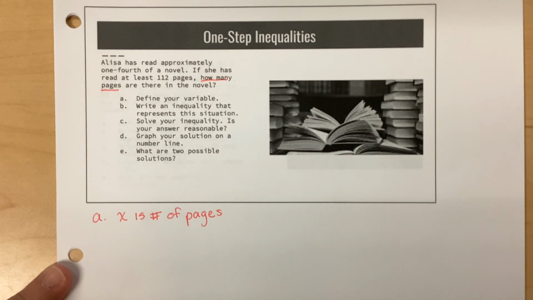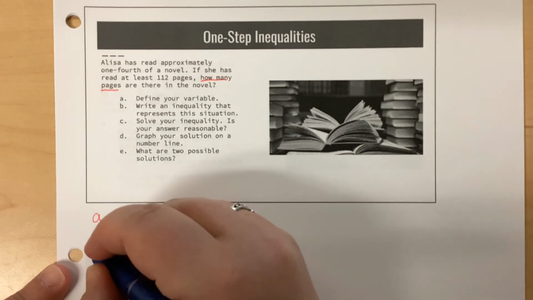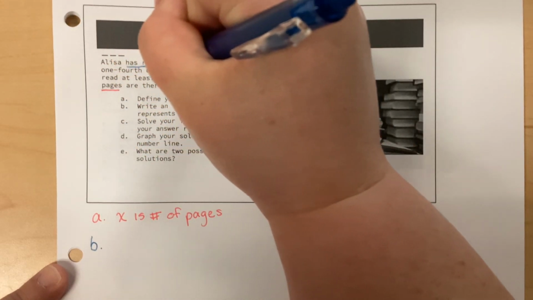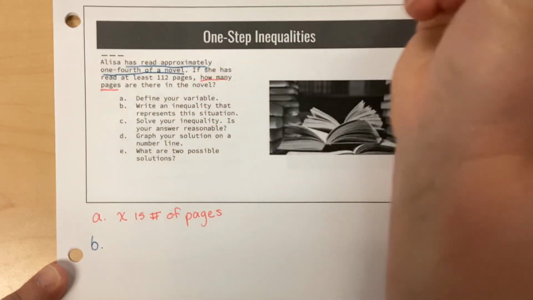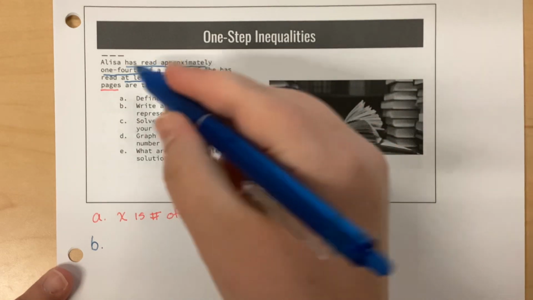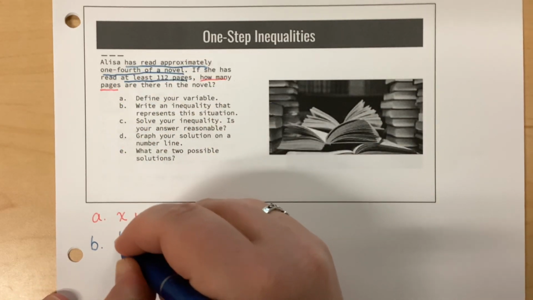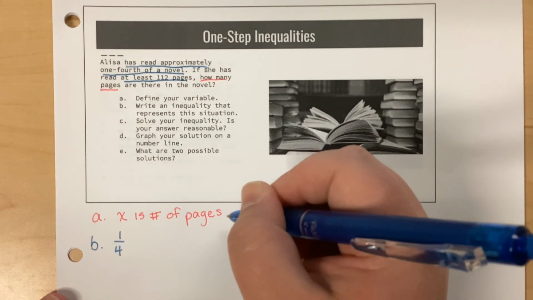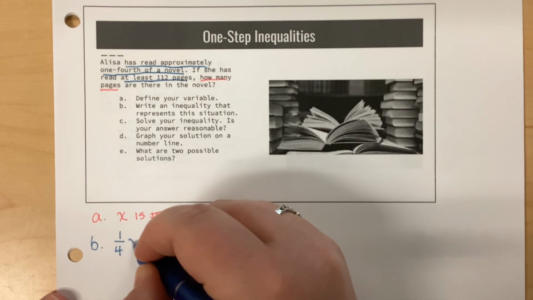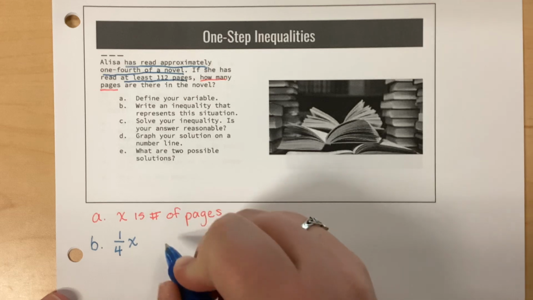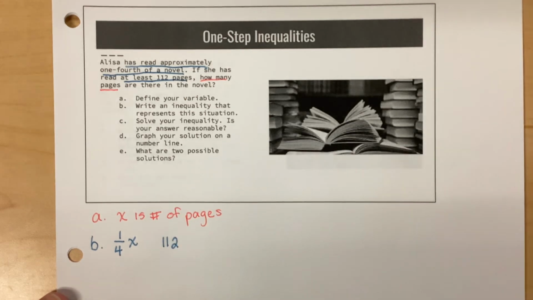All right, part B, write an inequality that represents this situation. So let's underline the important information. We know that she has read about 1/4 of a novel, and she's read at least 112 pages. So 1/4 is 1/4, and of means multiplication. So 1/4 of the novel. Now remember, if X is number of pages, that's the number of pages the novel has. So it's 1/4 of the number of pages, and it's at least 112. So that tells me that 112 is my total, so that's going to be on the other side of my inequality sign.